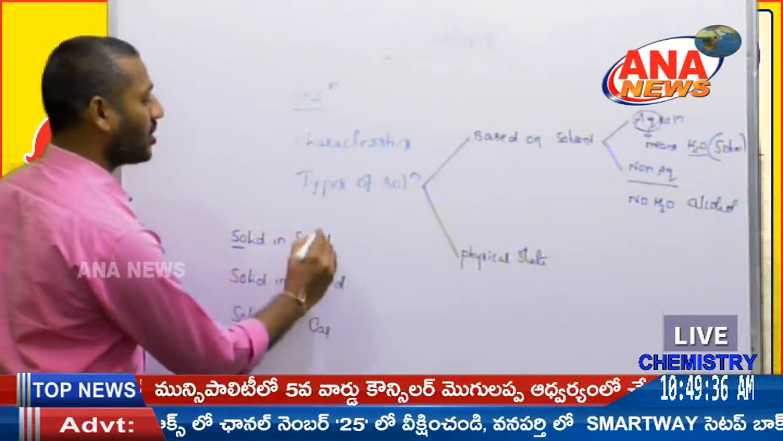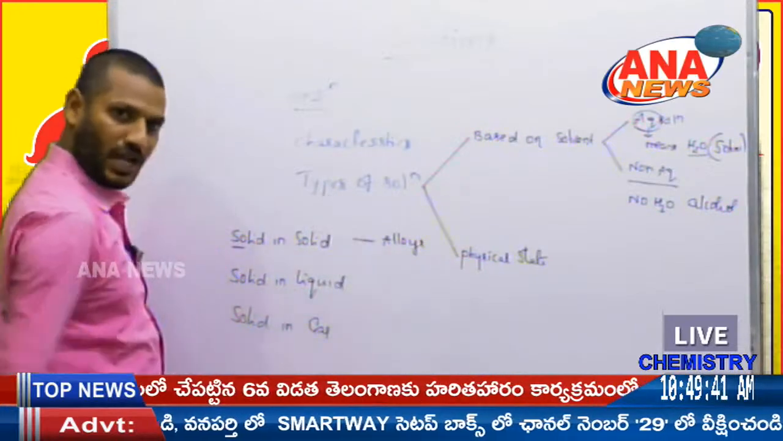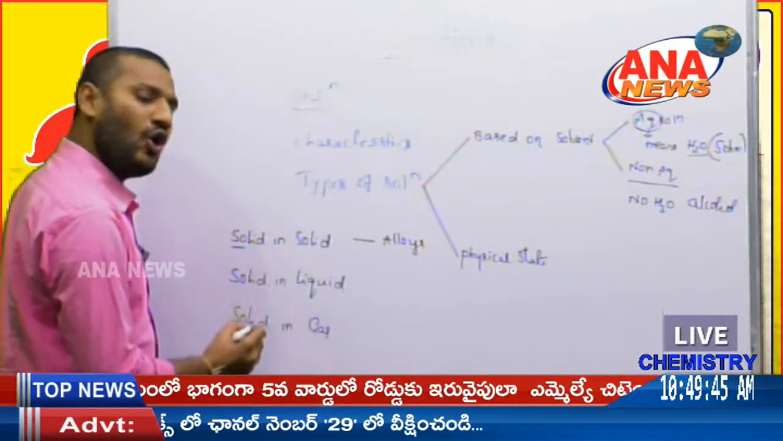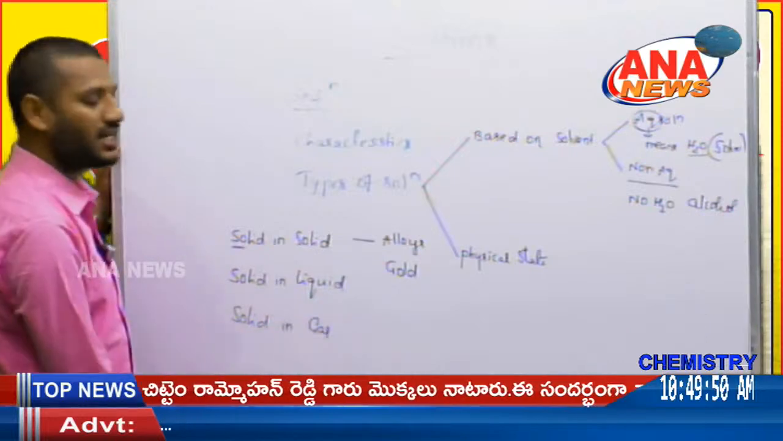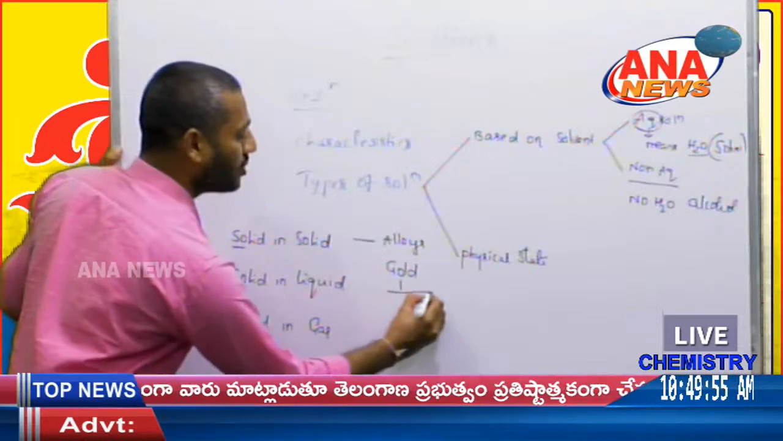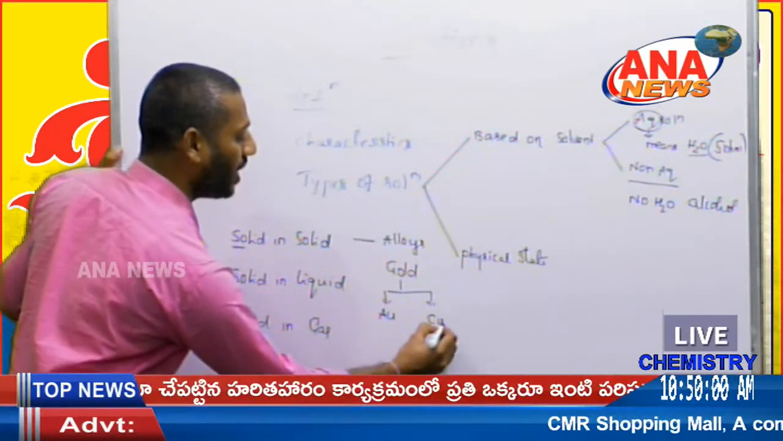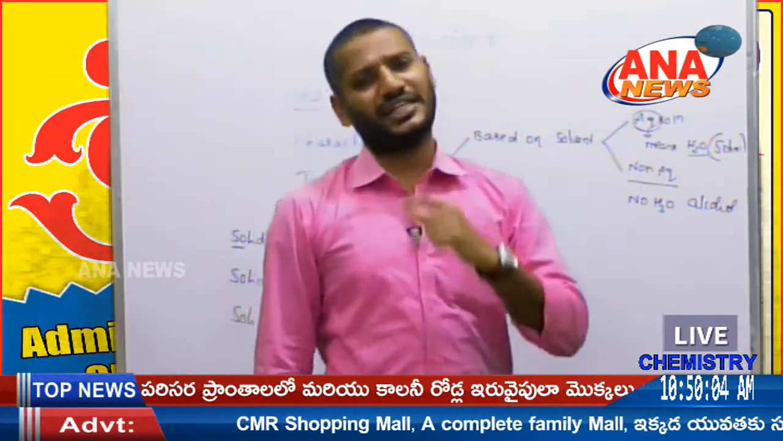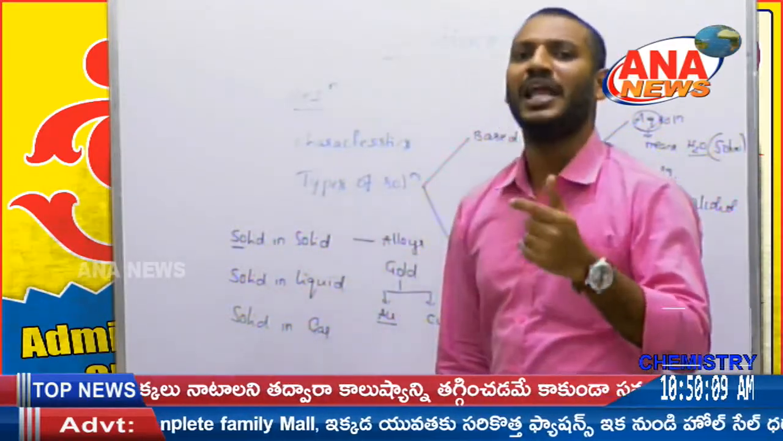Solid in a solid, I already explained. These are the alloys: brass, bronze, steel, and gold. Gold is also one of the alloys, and gold is the best example, so it is very easy to understand. That's why I take the gold example. In gold, the composition is both iron and copper. The pure form of all metals, any metal we take, has the malleable property.